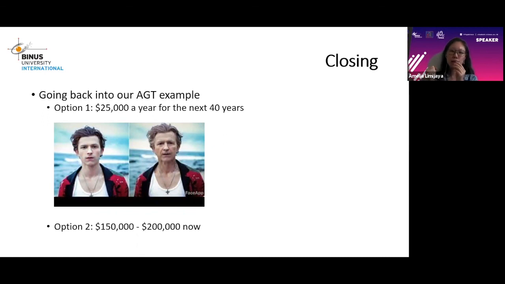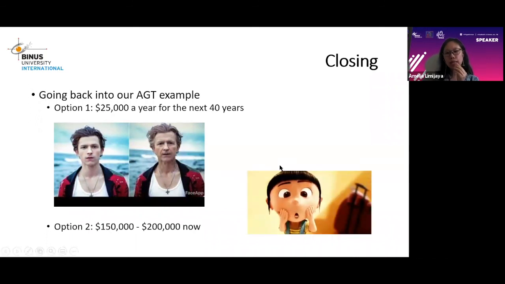So you'll see here the value of money decreases very much. $1 million that was advertised, but if you chose to receive it now, you only get $150,000 to $200,000 if you choose option two. Of course, which option will you take? It's going to depend.